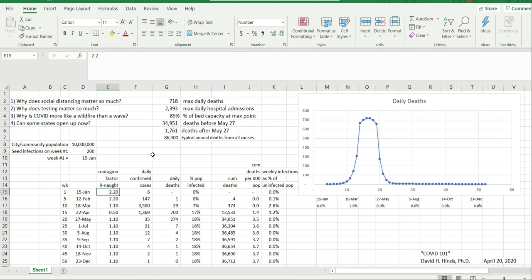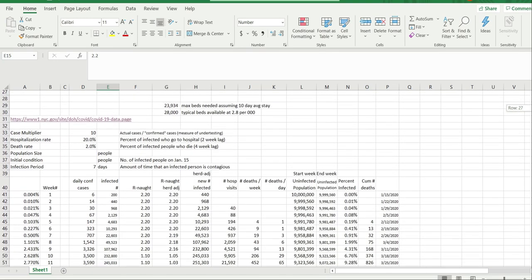So for example, if I become infected today, I'm probably going to be contagious for about a week. So over this coming week, if the 2.2 is right, it means I'm going to infect 2.2 people during that week. And to see the effect of that, you can come down here into the basic part of the model.